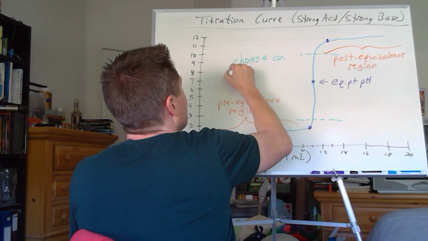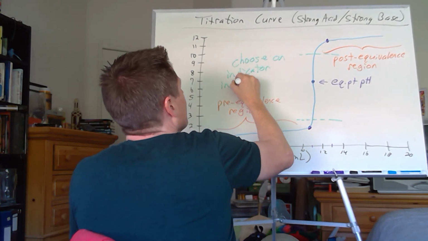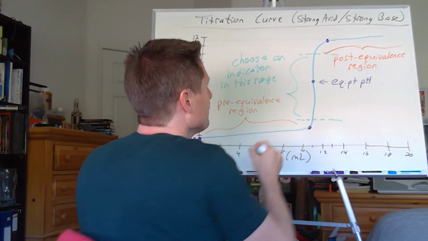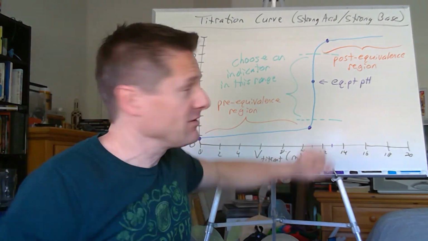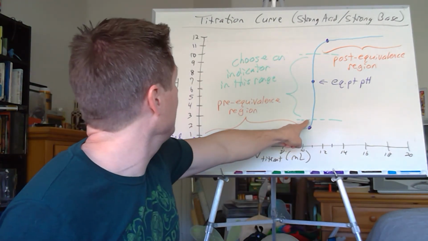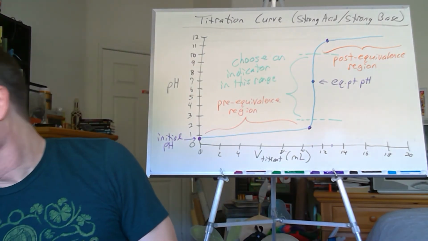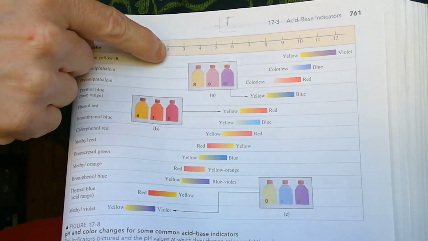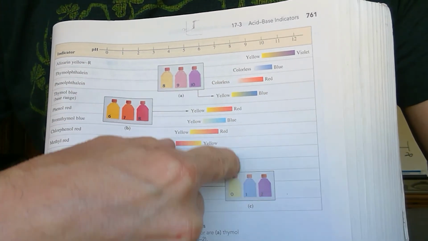So choose an indicator in this range where the 2 pH unit range of the indicator falls somewhere between, maybe, just to be safe, a 3 to 10 range or something like that. So you've got a lot of options here for strong acids. So if we're looking in the 3 to 10 pH range, right? So here's your 3. There's your 10. So any of these would work, right?